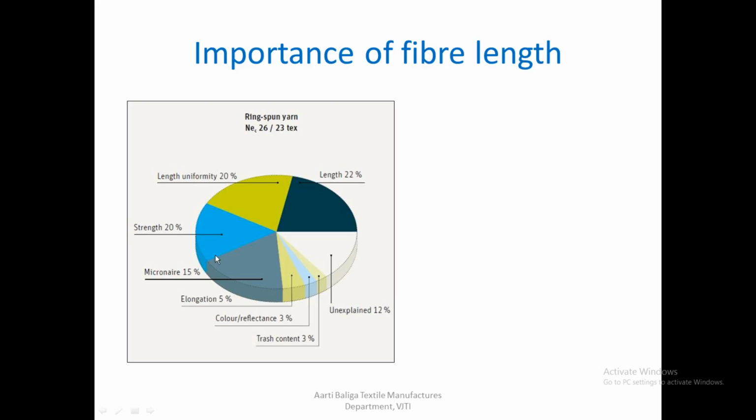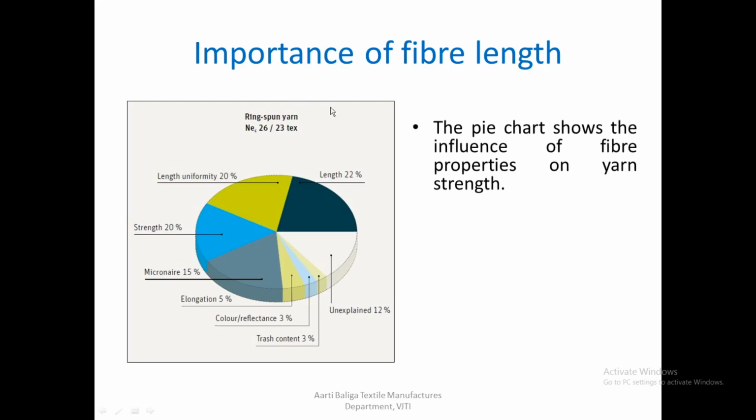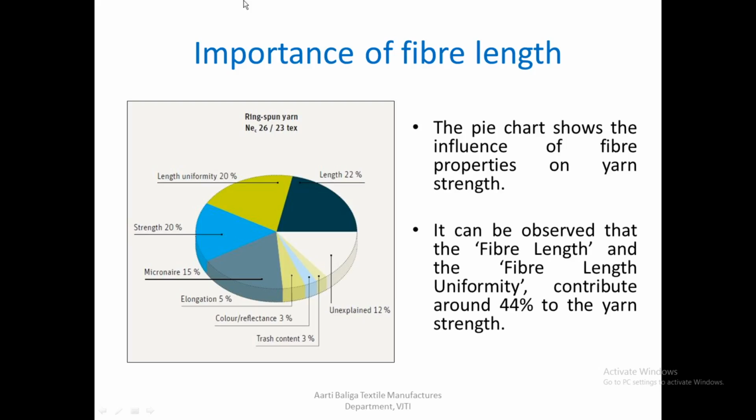Now, which are the major fiber properties that influence yarn strength? One of them, as you can see, is fiber length, and the second one is length uniformity. We are going to study and understand these two properties better and see how they influence the yarn properties. As I've already mentioned, the fiber length and the fiber length uniformity contribute to around 44% of the yarn strength.